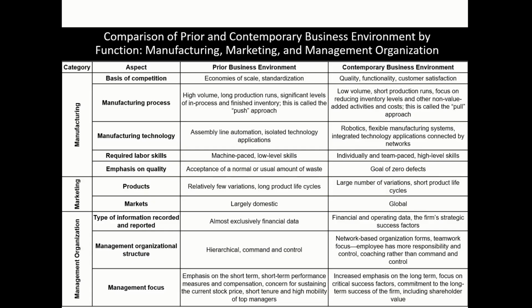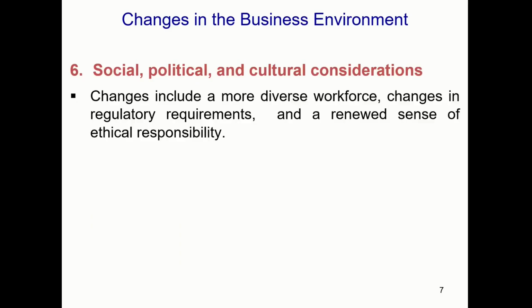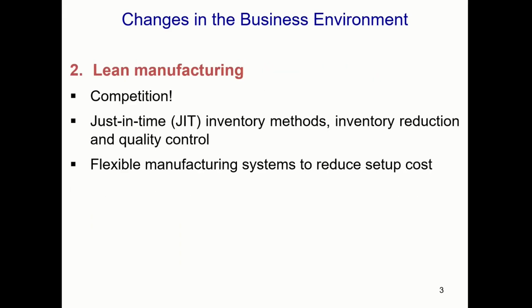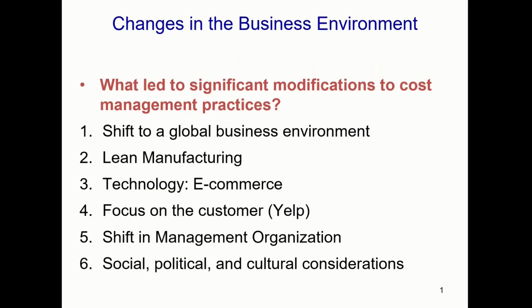Why? Because of competition. Why is there competition? Because of globalization. Globalization will force you to be competitive. Lean manufacturing. Then e-commerce added, it makes the process much, much faster. And customer satisfaction is an important topic. So if you look at it, they're all interrelated. Hopefully this gives you an idea about the six factors that influence cost accounting or management accounting over the past, I would say, 2 to 3 decades.